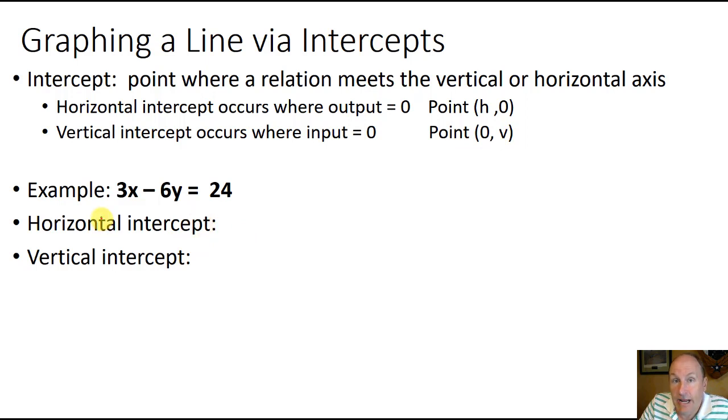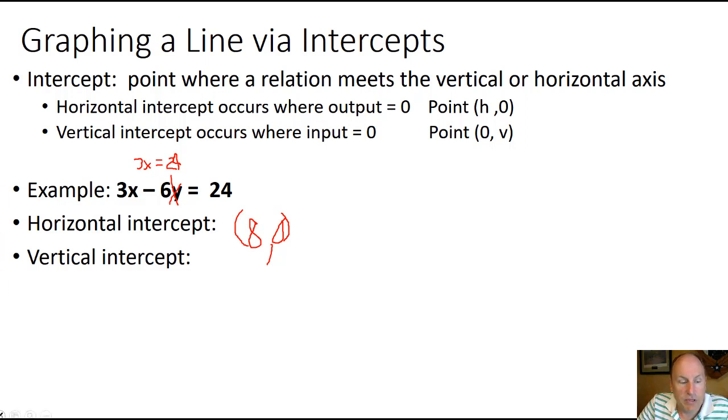So let's look at an example. We'll take the example we had before, 3x minus 6y equals 24. So we're going to find the horizontal intercept. Because that occurs where the output is equal to 0, we're going to set y to 0, which makes this by term go to 0. So if that's 0, then what I'm left with is 3x equals 24. And if I use the division property of equality, I get x equals 8. So the horizontal intercept occurs at the point 8, 0. Okay, that's because 24 divided by 3 is 8.